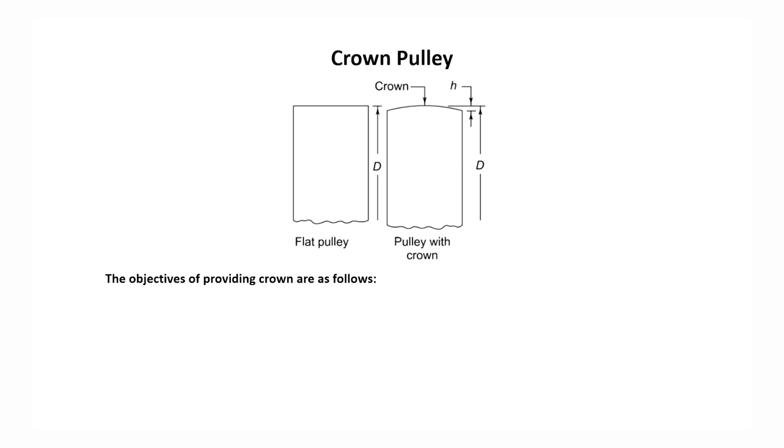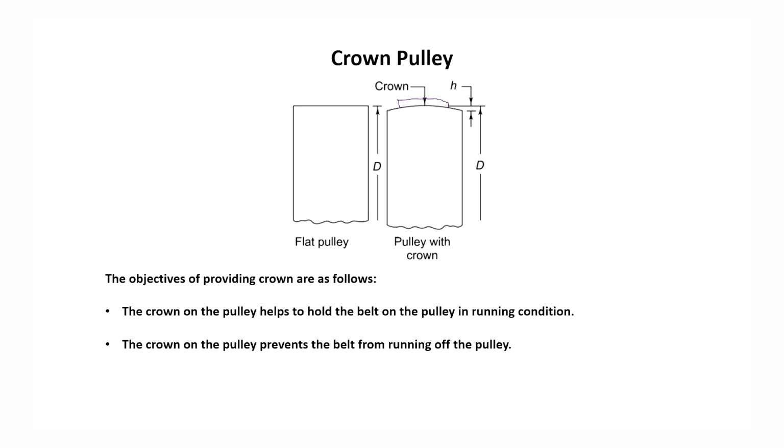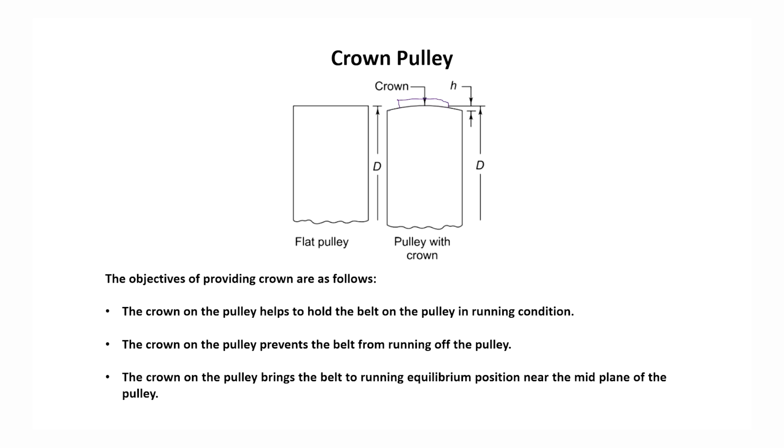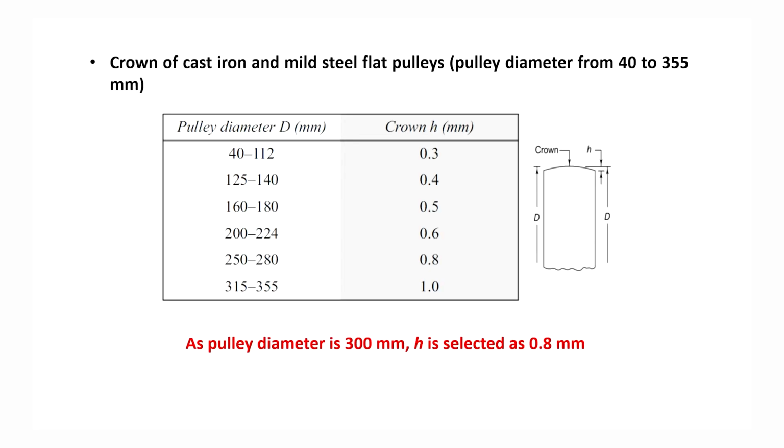Then the crowning of the pulley. Pulleys are crowned so that the belt remains in the middle of the pulley. The objectives of providing a pulley crown are as follows. The crown on the pulley helps to hold the belt on the pulley in running condition. The crown on the pulley prevents the belt from running off the pulley. The crown on the pulley brings the belt to running equilibrium position near the mid plane of the pulley.